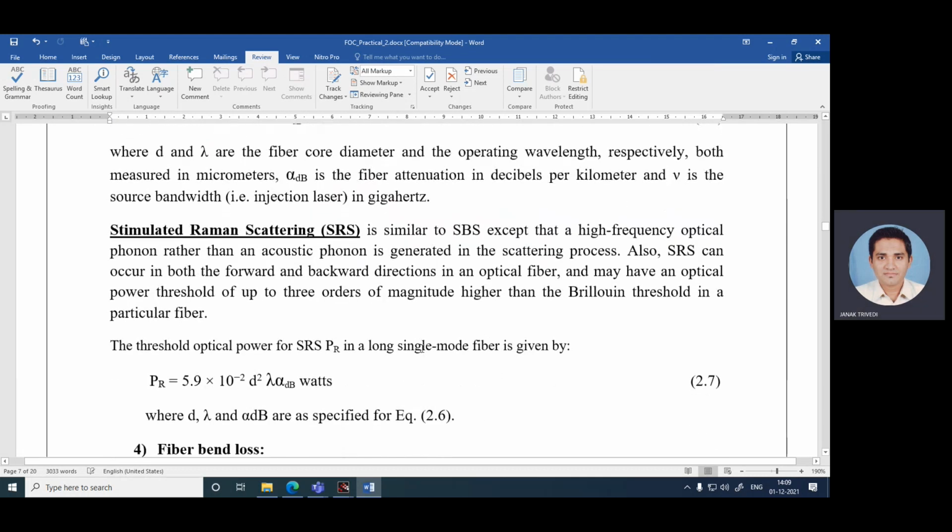Stimulated Raman scattering is similar to stimulated Brillouin scattering, except that a high frequency optical phonon rather than an acoustic phonon is generated in the scattering process. Also, SRS can occur in both the forward and backward direction in an optical fiber and may have an optical power threshold of up to 3 orders of magnitude higher than the Brillouin threshold in a particular fiber. The threshold optical power for SRS in a long single mode fiber is given by P_R = 5.9 × 10^-2 d² λ α_dB watts, where d, λ and α_dB are as specified in 2.6.